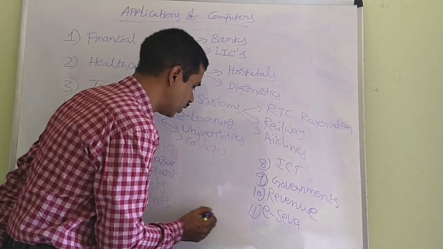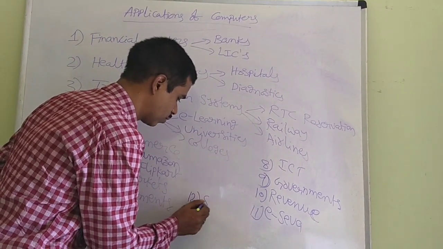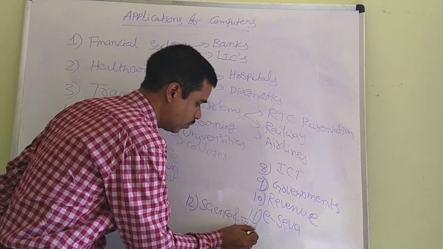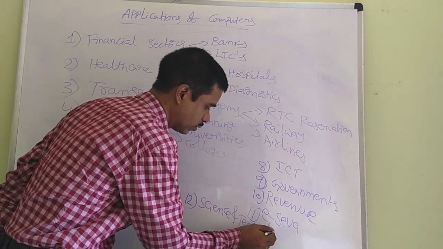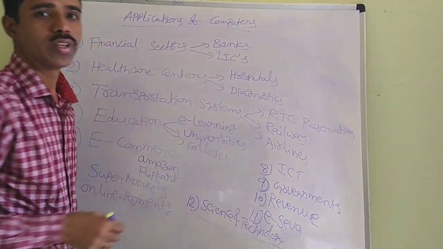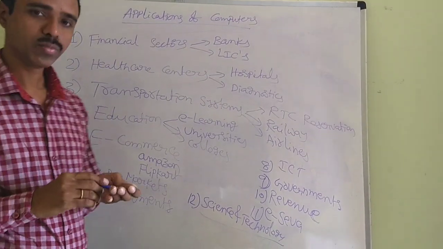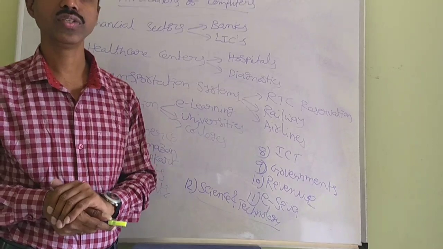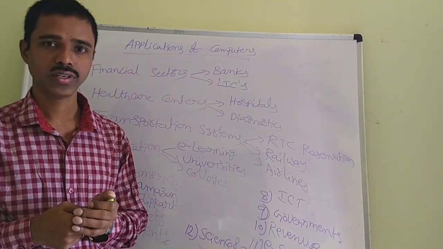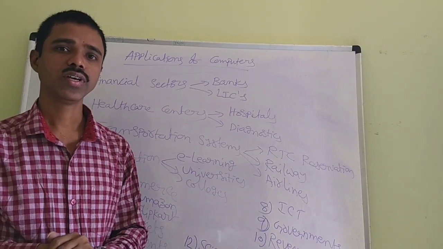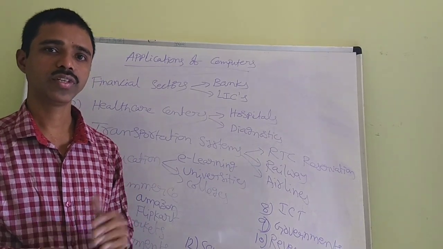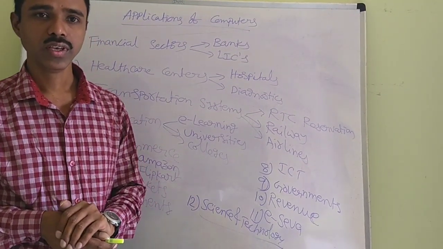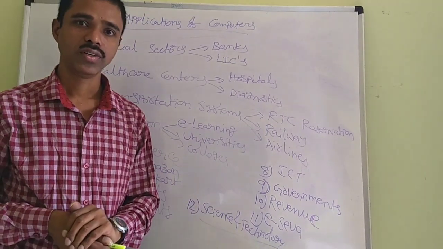Okay, in science and technology, it is the most famous area where we are using the computers. For example, our Indian Space Research Organisation, called ISRO. ISRO is using the computers to send the rockets, to store and to track the rockets' information. They are maintaining the computers. So through computers, they are able to track the rockets' information, etc.